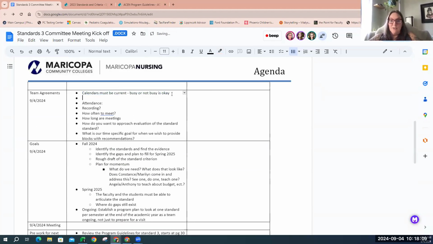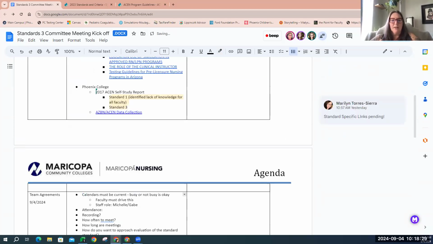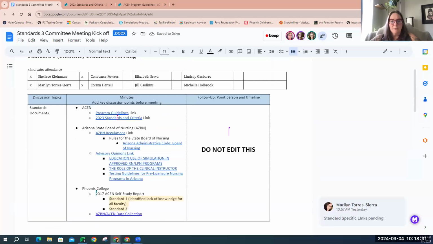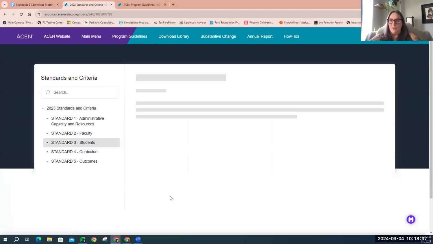So you guys are on standard 3, which is students. It can be both a fun standard and one that's a little nerve-wracking because in this one, it's not all just us. If you've pulled up the standard and taken a look at it, they're linked in there. The 2023 standards and criteria is where you're going to find the details specific to your standard. There is standard 3, but there are 10 sub-criteria.